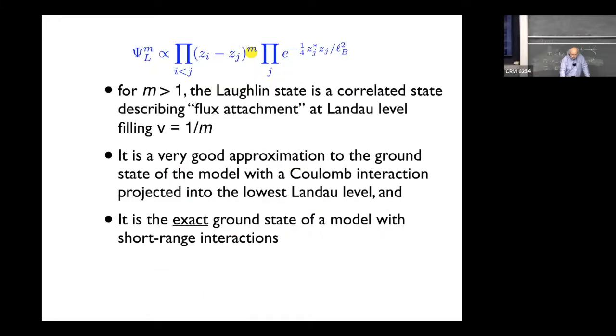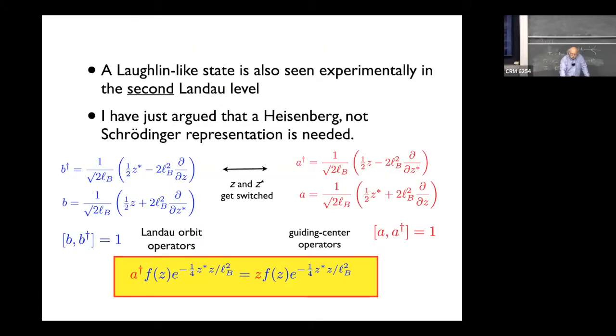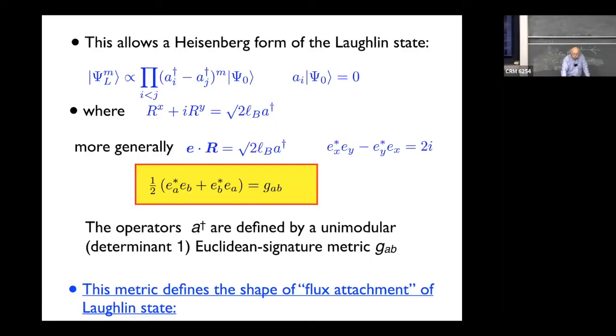Okay, let's move forward on this. The basic point is that, in some sense, you shouldn't talk about a wave function once you project it, at least anyway. You should talk about a Heisenberg state, and the Laughlin state can be much better represented as a Heisenberg-type operator acting on a vacuum.